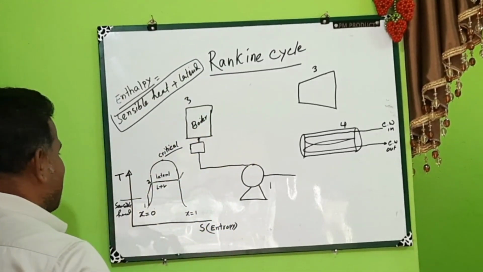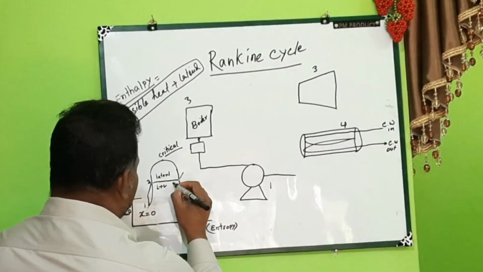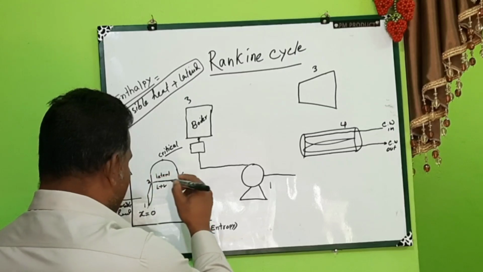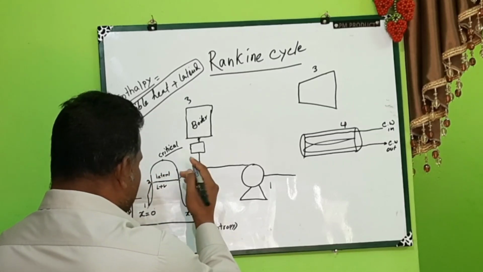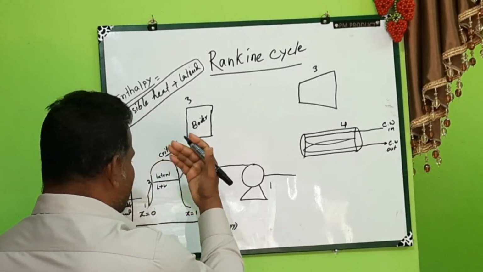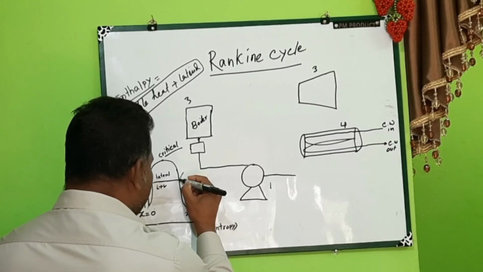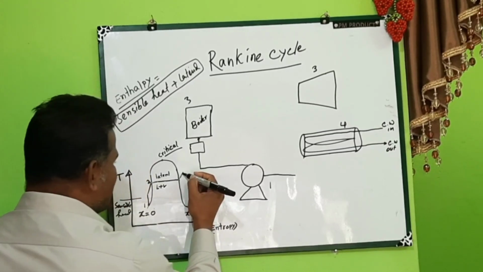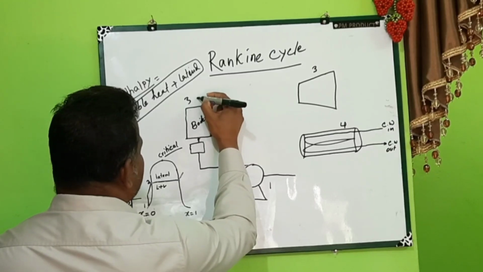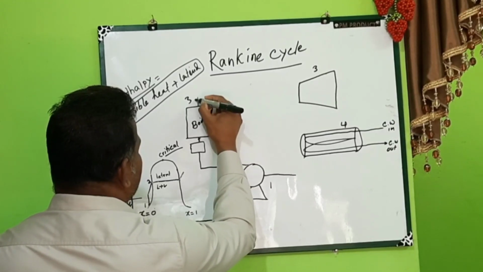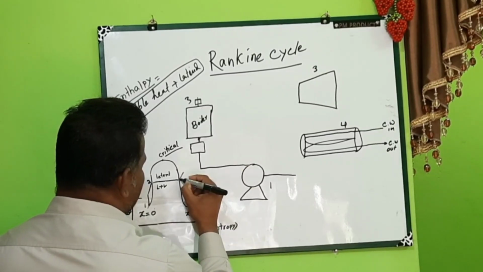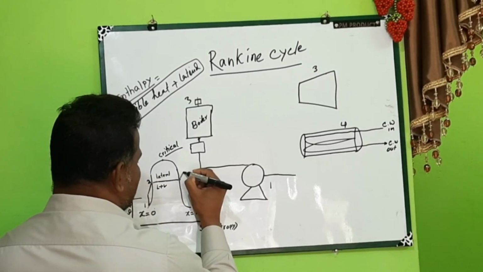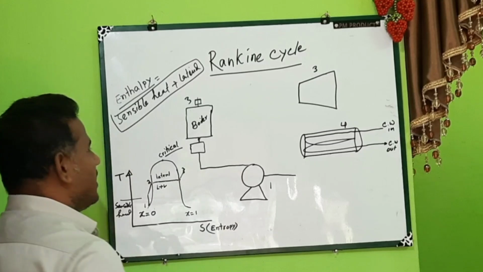What is happening in the Rankine cycle? After coming to this point, this side is dry steam. If you provide more heat after this point, the temperature will increase. So we are providing more heat in the superheater. Think of this side as one type of superheater. By this superheater, the dry steam temperature increases again, and it comes to this point, called point 3.